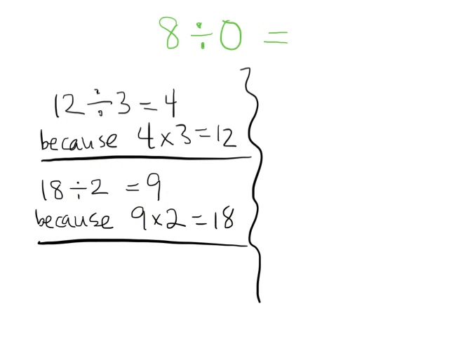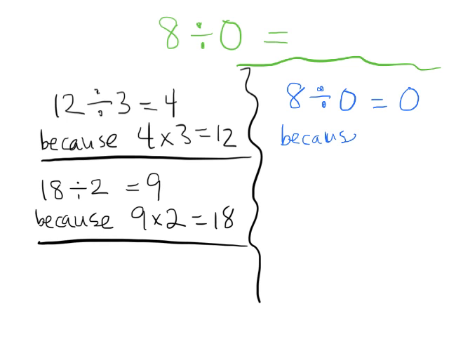All right, so we're going to take that idea, and now over here, I'm going to do it in blue, let's do 8 divided by 0. What could it be? Well, let's say maybe 8 divided by 0 is equal to 0. Well, we're going to follow this pattern over here. 12 divided by 3 equals 4 because 4 times 3 equals 12. All right? So if we think 8 divided by 0 is 0, that would be because 0 times 0 equals 8. Oh no, that doesn't work.